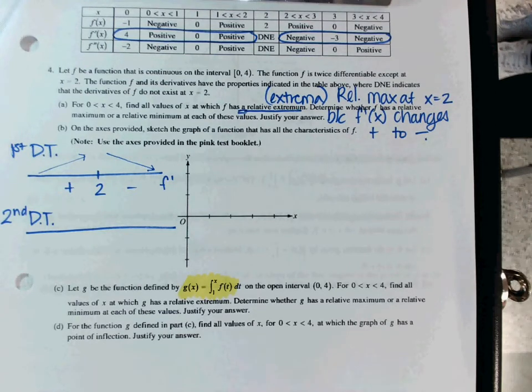So extrema is if there's multiple, and extremum just means there's one. So that's why it says there's a minimum or maximum. It's because there's not one of each. There's literally just one.